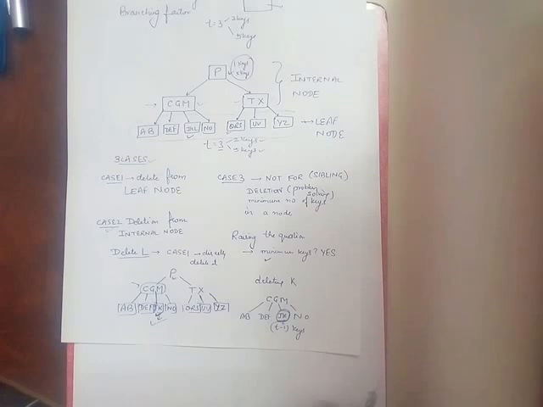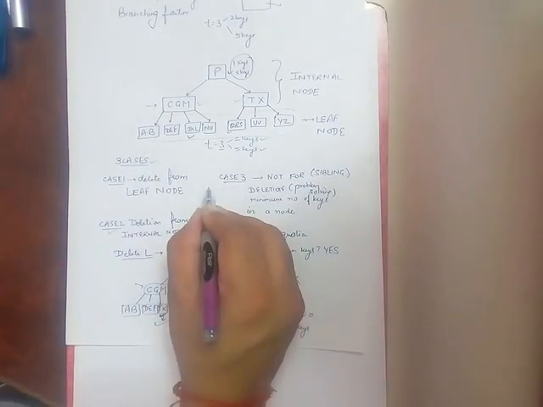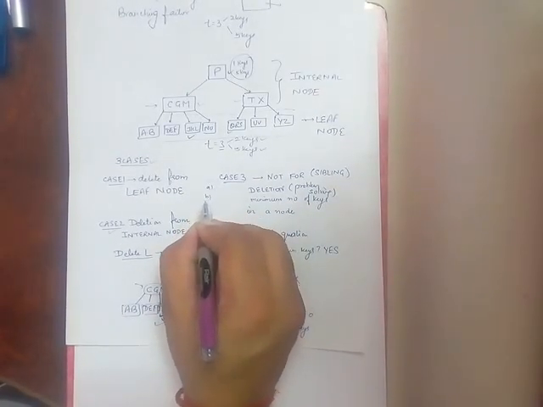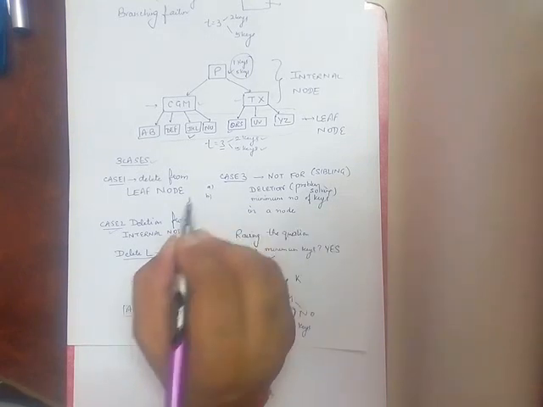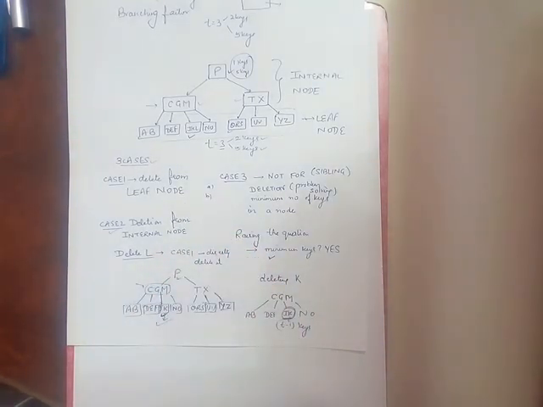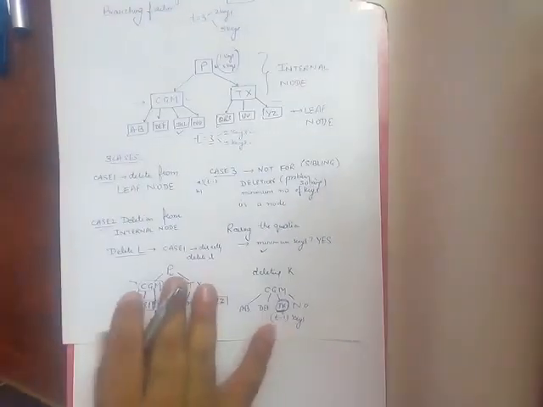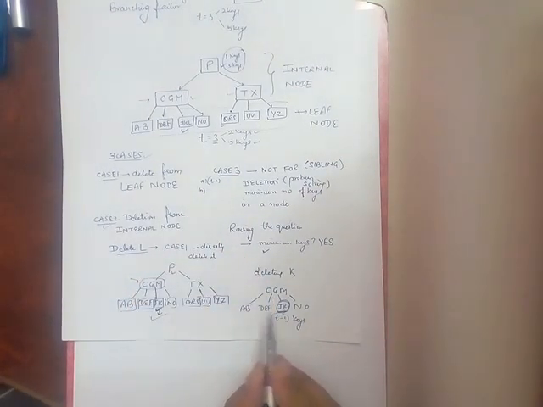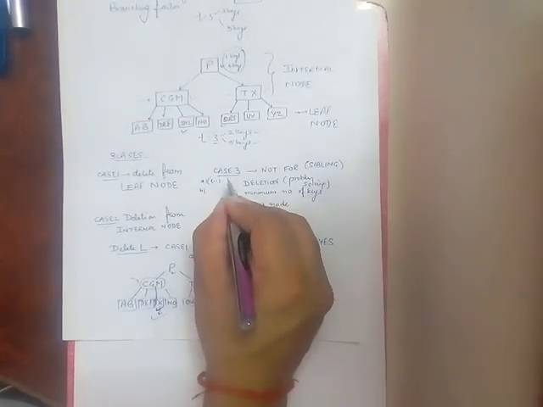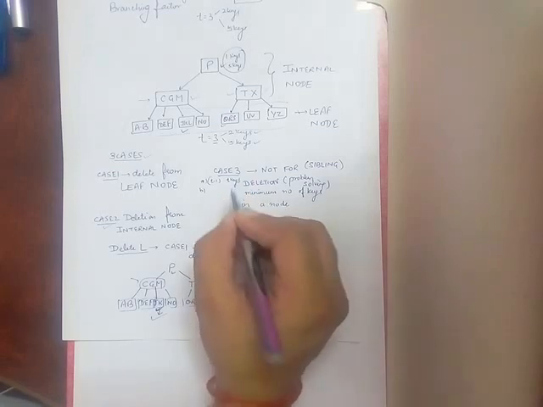How are we solving this? Then case 3, there are basically 2 cases, case A and case B. What case A says: if we are deleting a key from a particular node which is having t minus 1 keys, then consider its sibling which is having at least t keys. Consider the sibling.